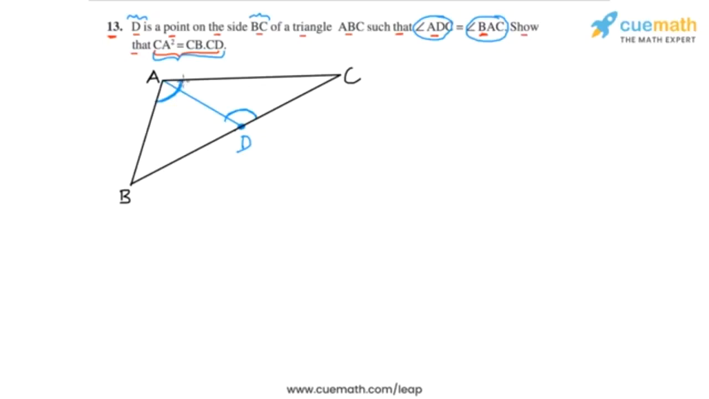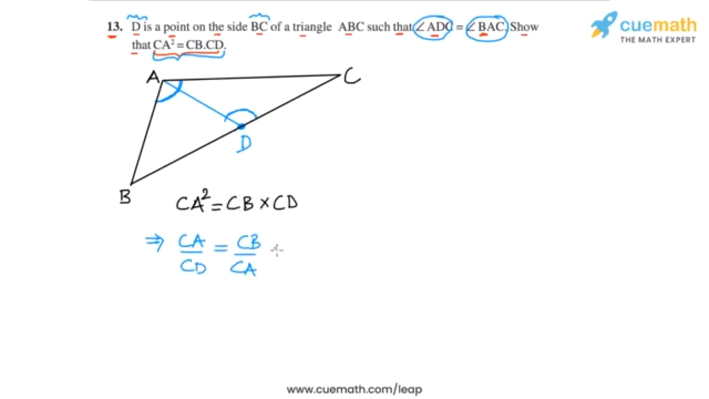So what does this relation, CA square is equal to CB into CD, really mean? Well, if we write it in a slightly different way, we will understand what it means. We have to show that CA square is CB into CD. So if we write this relationship as CA by CD is equal to CB by CA, then we will understand what this relationship is really trying to say.